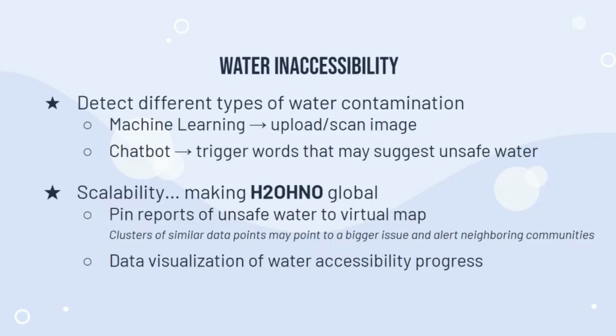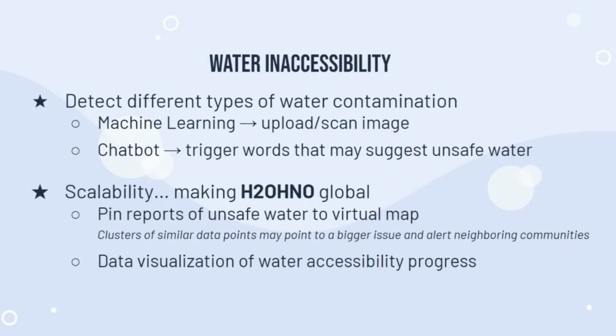First, we wanted to focus on the water contamination as a whole. To do this, we realized that we could help determine whether water was contaminated with machine learning by uploading and scanning an image and telling the user what type of contamination that water might be affected by. For example, lead poisoning, rust, etc. We also have a chatbot that recognizes various trigger words that may suggest unsafe water. For example, if the user describes a strange odor from their water, that might suggest sewage contamination.